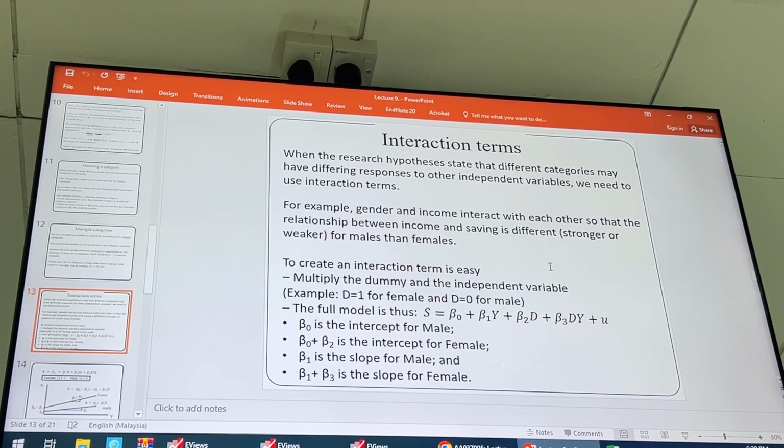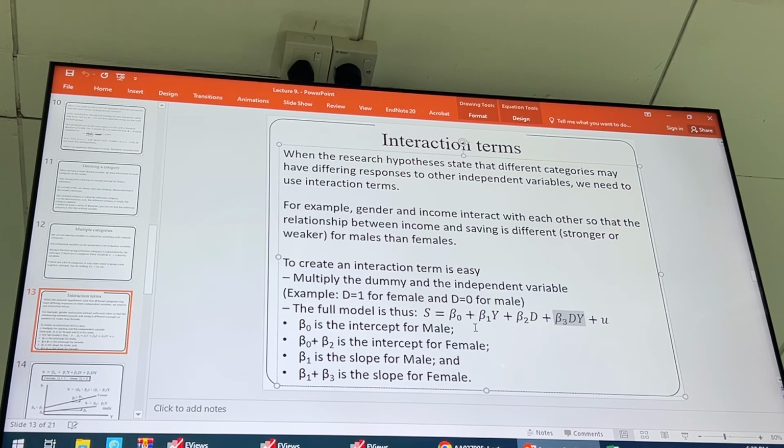To create an interaction term is easy. We just multiply the dummy and the independent variable. So for example, if we have the same variable, one for female, and for the case of male we assign 0, so we have the dummy variable. We just add the interaction between the dummy variable and the independent variable, so that we have a different slope parameter for the income.